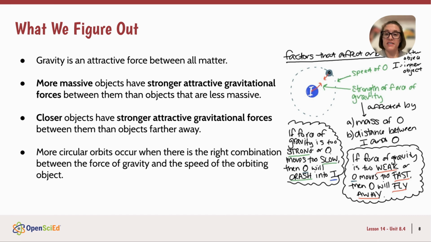What do we figure out in more detail? Gravity is an attractive force between all matter. More massive objects have a stronger gravitational force, and closer objects have a stronger gravitational force. And that more circular orbits occur when there's the right combination of gravity and speed of the objects that are orbiting.